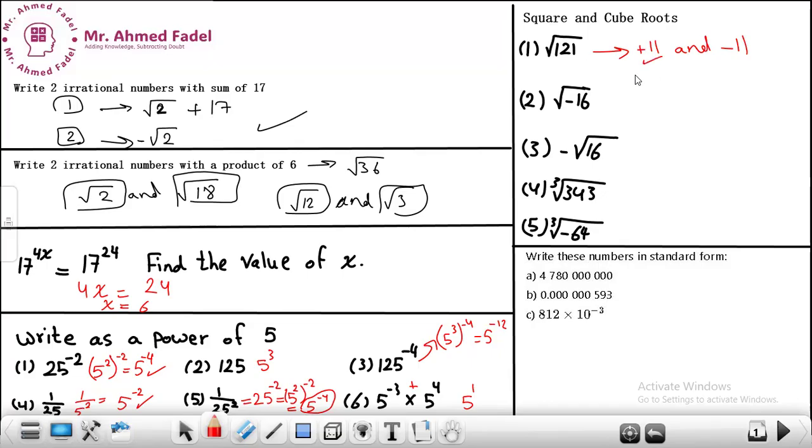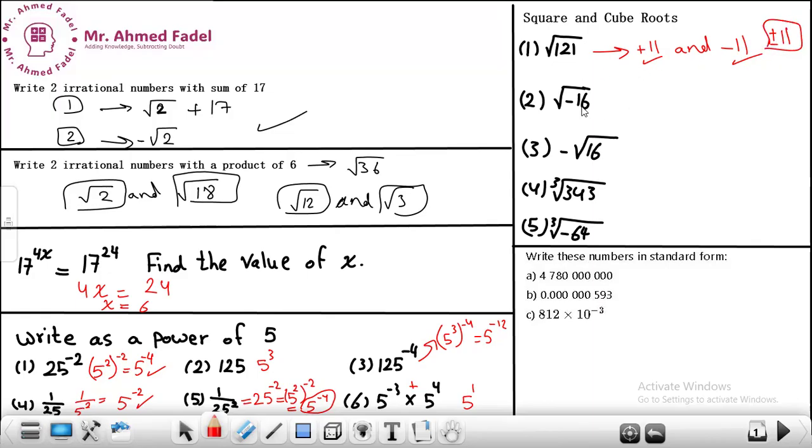So 11 is correct. "Mister, can I have a different answer?" Yes. If you write negative 11, it is also correct, because negative 11 times negative 11 is 121. You can write the answer to this question as positive or negative 11.